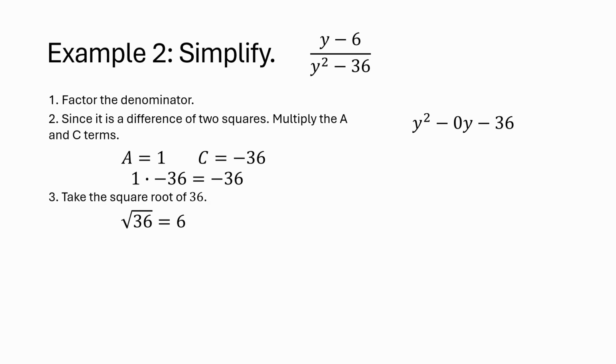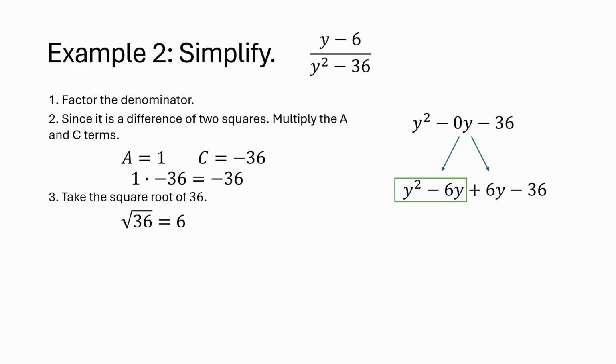It's going to be a 6, but because we want it to add to 0, I'll have to have negative 6 and positive 6. And also, when you multiply a negative and a positive together, that gives you a negative number. So I'm going to break apart that 0, and I'm going to get y squared minus 6y plus 6y minus 36. Now I'm going to do factor by grouping.